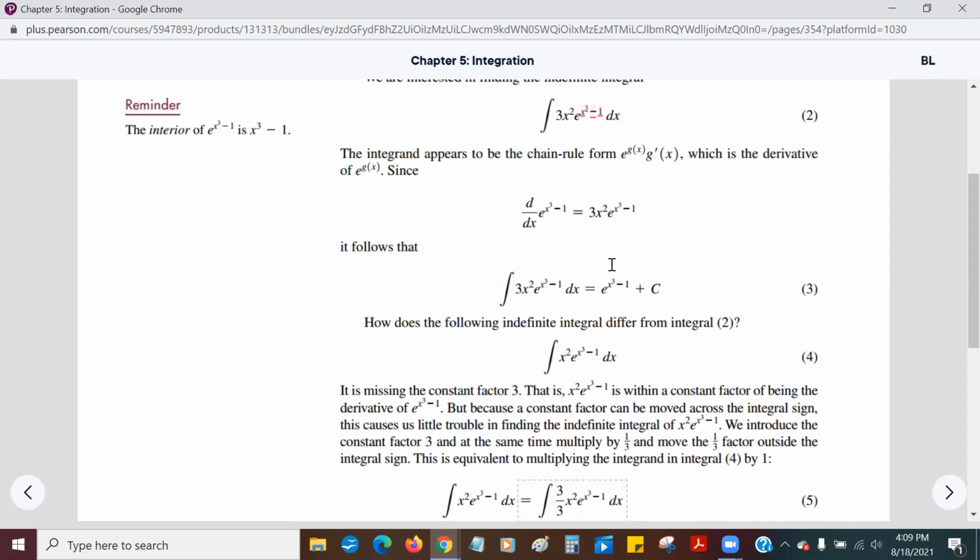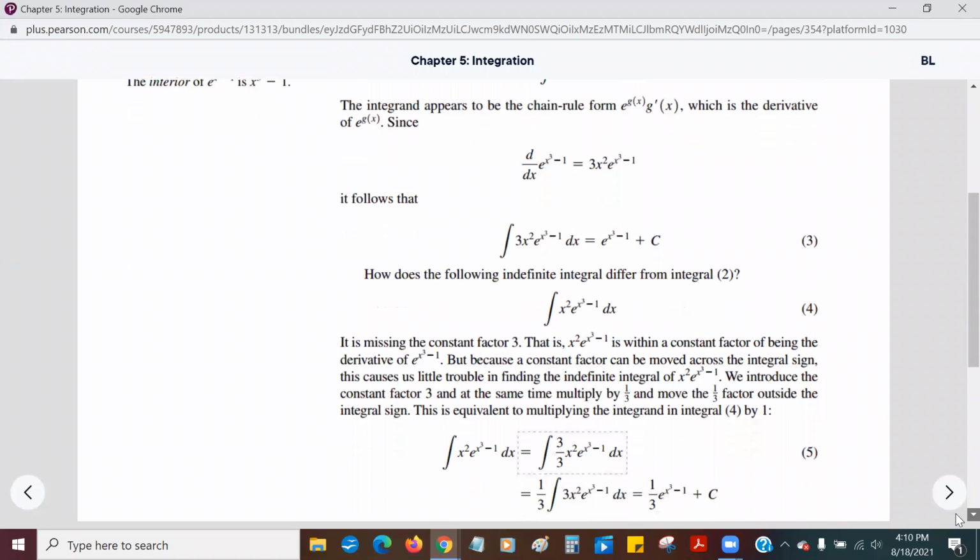Next, what if you just have this? x squared times e to the x cubed minus 1. So I don't have the 3x squared, I just have the x squared. Well, let's do some magic here. I'm going to take the x squared and multiply it by 3 over 3, because 3 over 3 is just equal to 1.